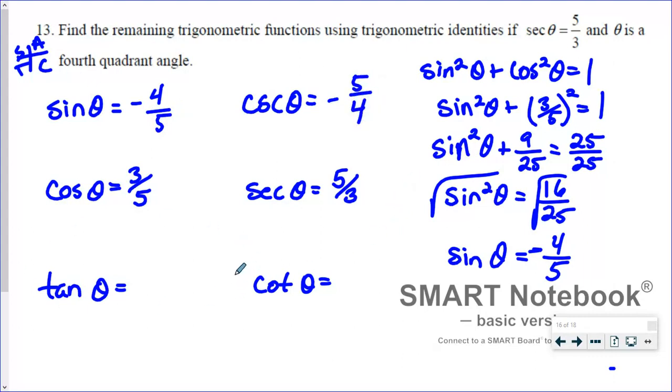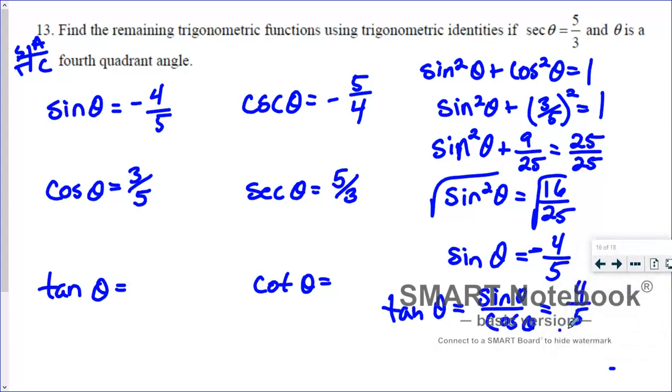Now to find tangent and cotangent, if we use our quotient identities, tangent of theta is equal to sine of theta over cosine of theta, which is equal to 4/5 divided by 3/5. So of course these 5's just cancel, and we get 4/3, which means cotangent is 3/4.